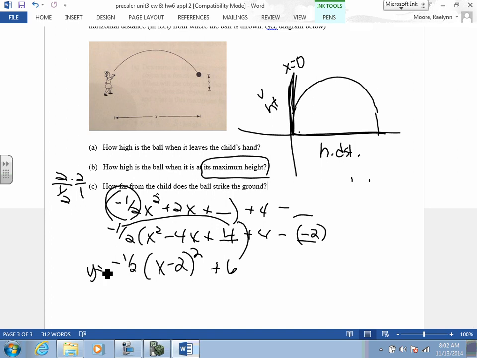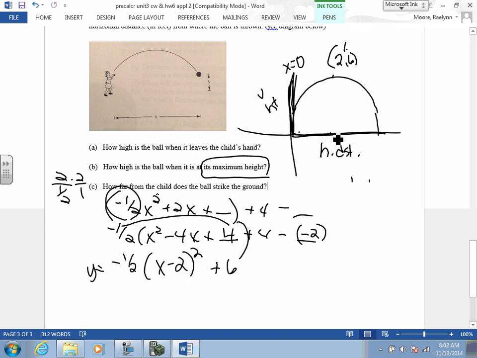And isn't that what happens? When you throw, it probably doesn't go straight up and come down like this. It probably goes a little bit wider, doesn't it? It makes sense. So, what's your turning point up here? What's your maximum point? 2, 6. Good. So your maximum height is 6. It's 2 feet from where she's standing, and your maximum height is 6.